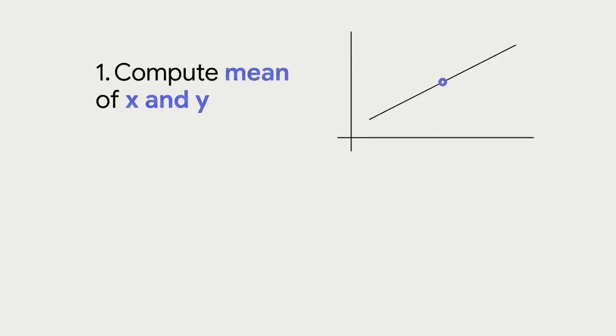To find the line by hand, there is a clear procedure. First, compute the mean of the x values and the mean of the y values. The best fit line always passes through the point made by those two means.